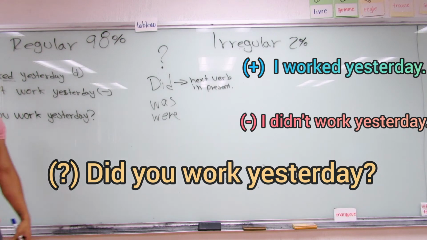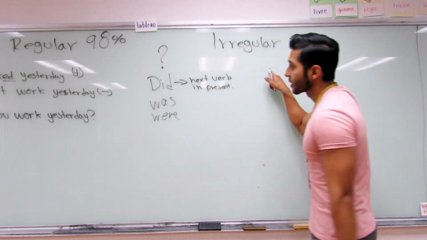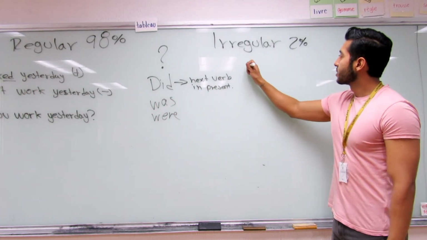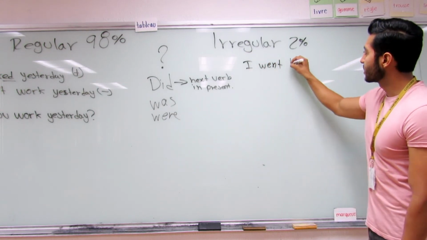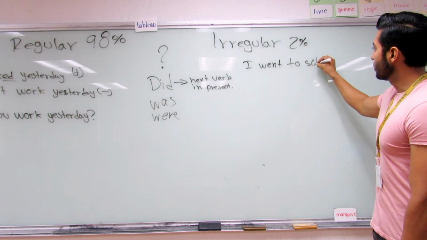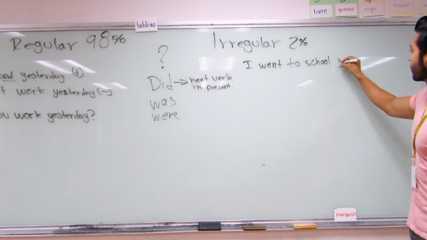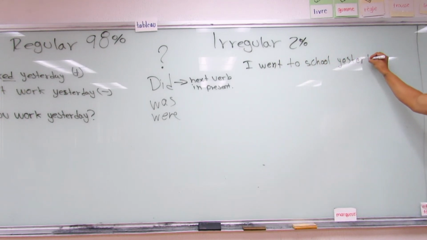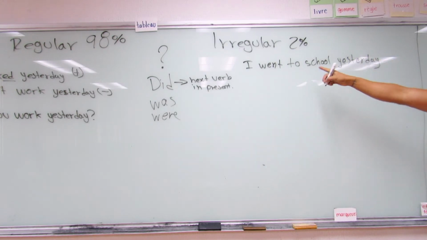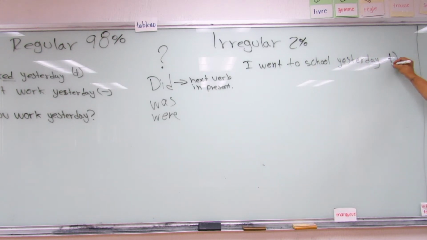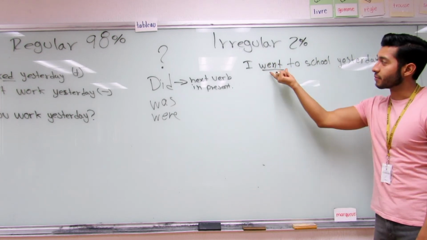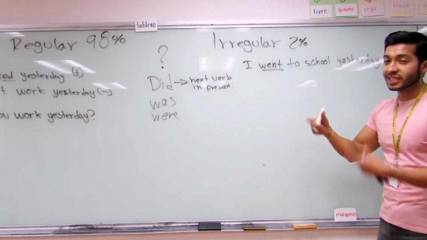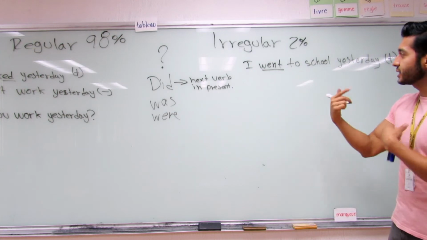Let's see with the irregular verbs. So we have the irregulars here. So I went to school yesterday. This is positive. It's irregular, so that's why we don't use ed. It's irregular form, so it changes go to went.